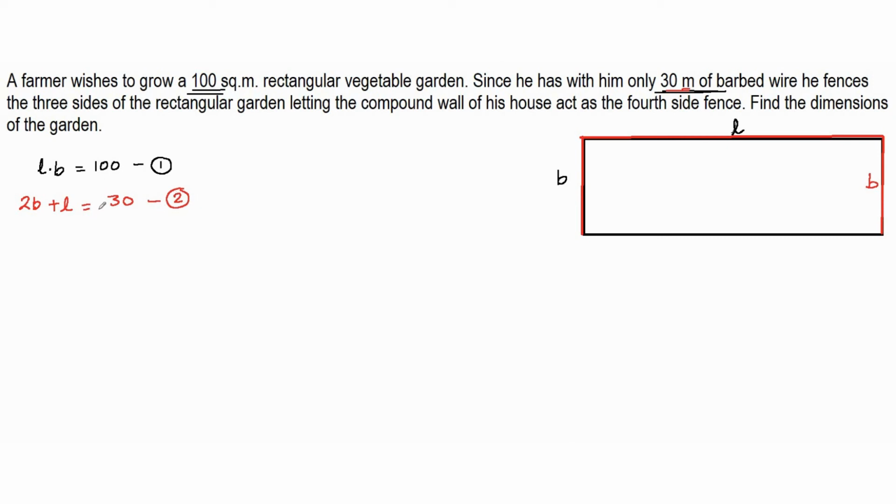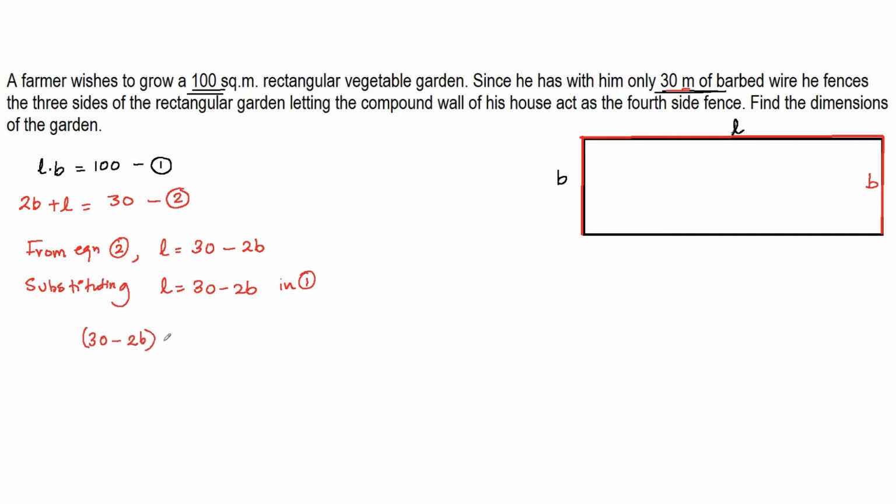Now these are simultaneous equations because we have to find the value of L and B, which is satisfied by both the equations. So from equation 2, I can say that L is equal to 30 minus 2 times B. And substituting L equals 30 minus 2B in the first equation, what I get is (30 minus 2B) multiplied by B is equal to 100.